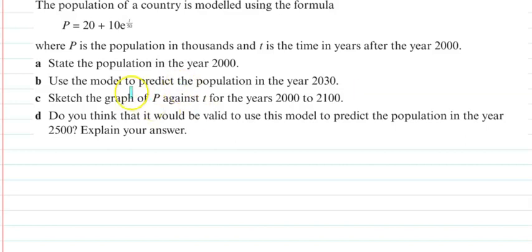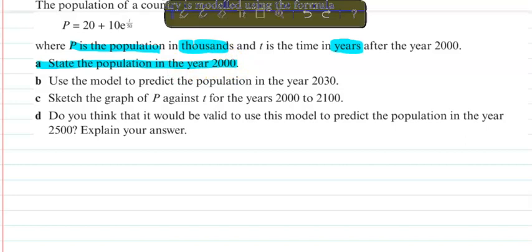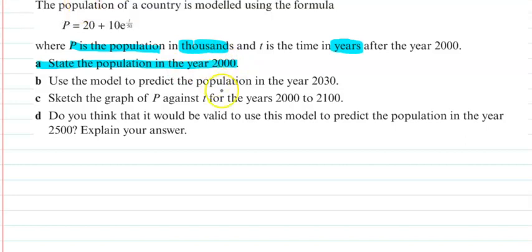So let's highlight this. P is the population in thousands. This is important, and time is in years. So when you are writing an answer about time, it should be in years, and population should be in thousands. Now, first is part A. State the population in the year 2000.